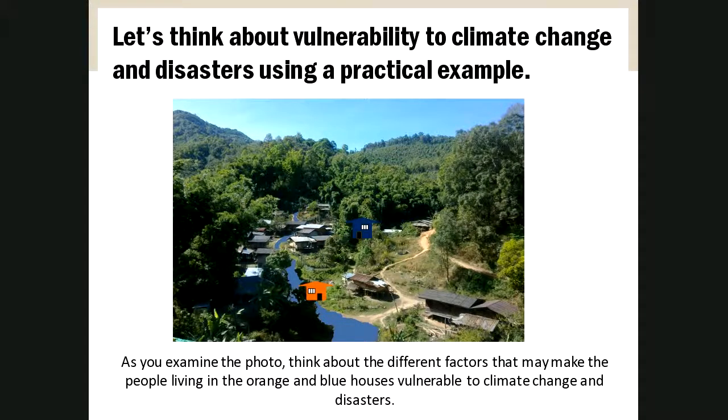And the people in the blue house may be less vulnerable to flooding, but they may be more vulnerable, for example, to access to clean water, or maybe they're in a dangerous spot on the side of a hill. They could be more vulnerable to a landslide, for example. So you just need to think about things like this.